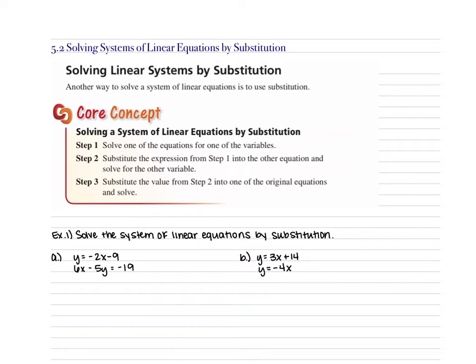5.2 goes over solving systems of linear equations by substitution. So when you are doing these equations, you are going to be taking one of those equations and solving it for one of the variables, either x or y. Once you get what one of those variables is equal to, you plug the expression in for that variable in the opposite equation. You can then solve for one specific variable and then substitute that in for the other.